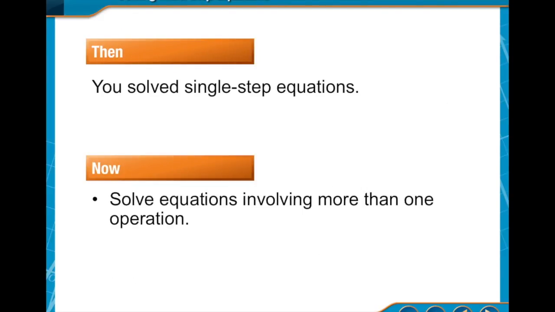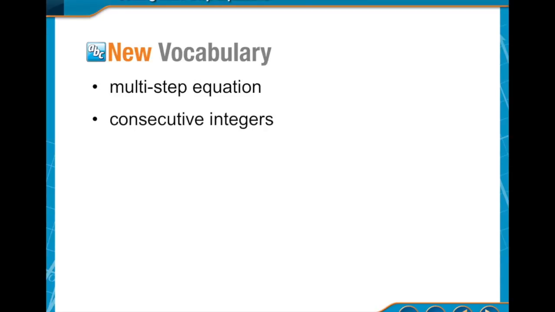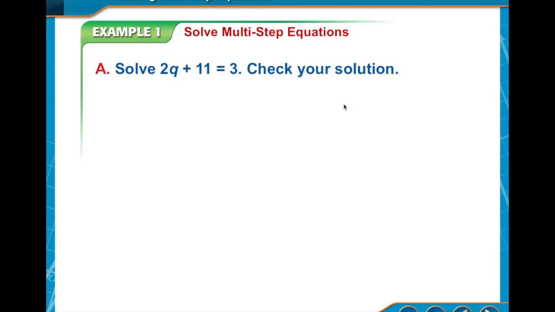So now we'll see more than one operation in the same problem, and we'll be able to solve those with a few steps. We'll see consecutive integers, and we'll talk about those as a rule that we need for this section. So we know we'll see some multi-step equations. There will be consecutive integers, and we'll talk about some numbers that we're going to see. So our first example, we're asked to solve this expression. We know it's going to be more than one step, and we need to check our solution.